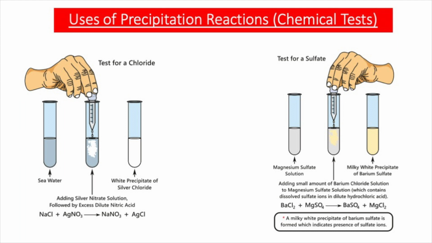Now, this reaction can be described with a chemical equation. The chemical formula of sodium chloride is NaCl. The chemical formula of silver nitrate is AgNO3. And when they're added together, they form sodium nitrate, a soluble salt, NaNO3, and the insoluble salt, silver chloride, AgCl. And it's the silver chloride which is our precipitate.